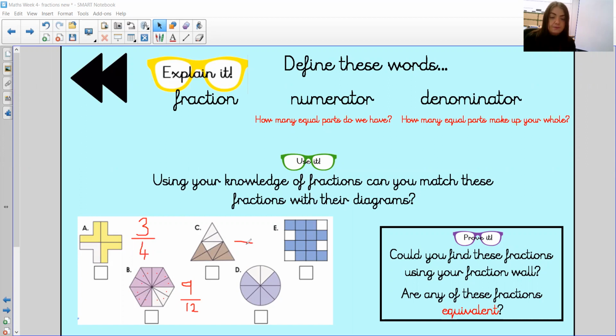8. How many of them do I have? 5. So what's that fraction there? 5/8. Well done if you got that one. We have 8 again, but can you see a slightly different way to split your whole, but it's still split into 8. 1, 2, 3, 4, 5, 6 of them I have.